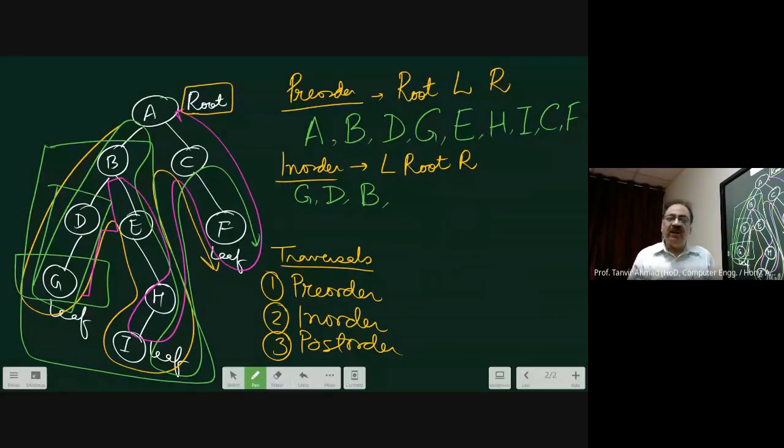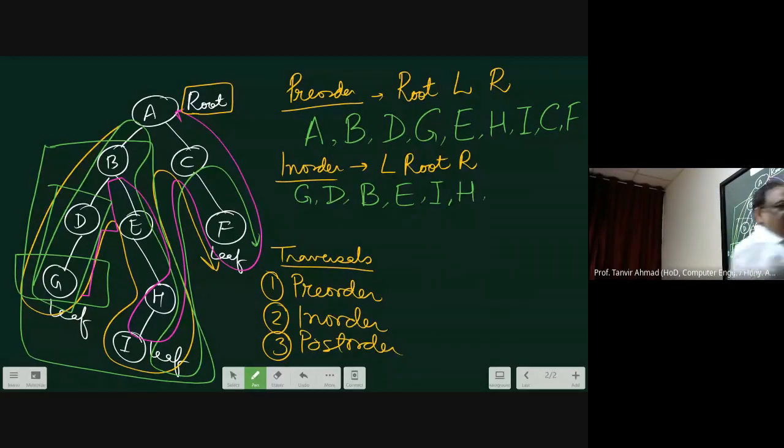But you have to follow the left of E first. There is no left of E, therefore you process this E. Then the right of E is H, but you can't process H first because there is an I, and I is the left of H. Therefore you process I, then you process H.